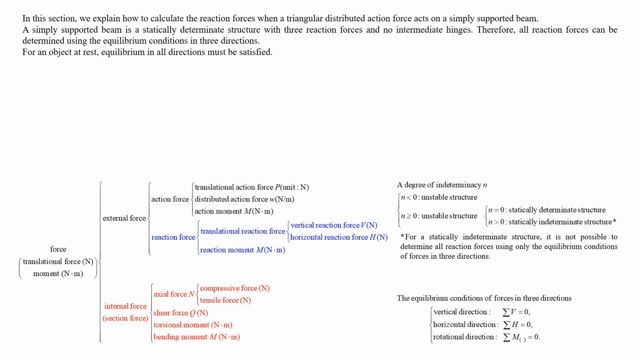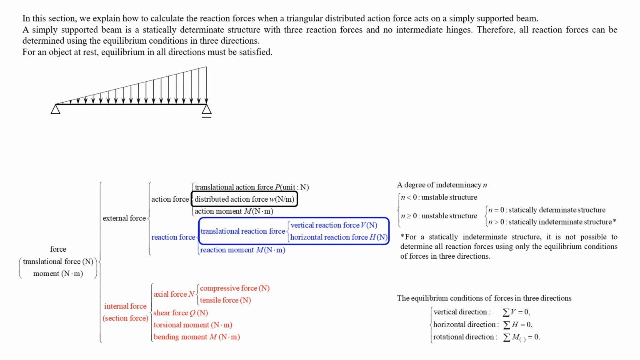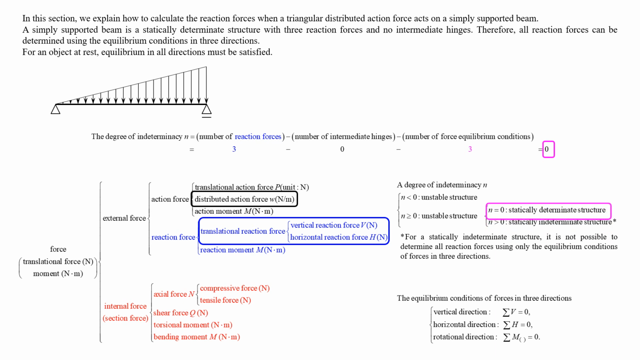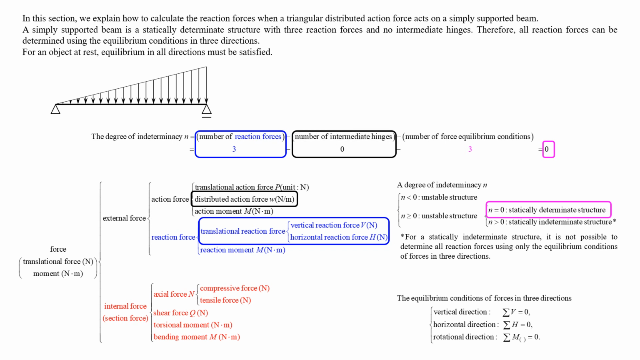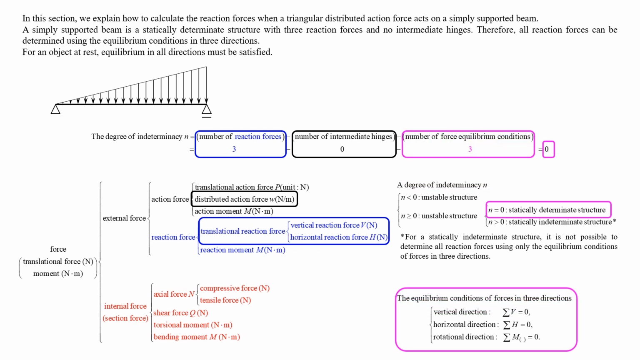In this section, we explain how to calculate the reaction forces when a triangular distributed action force acts on a simply supported beam. A simply supported beam is a statically determinate structure with 3 reaction forces and no intermediate hinges. Therefore, all reaction forces can be determined using the equilibrium conditions in 3 directions. For an object at rest, equilibrium in all directions must be satisfied.